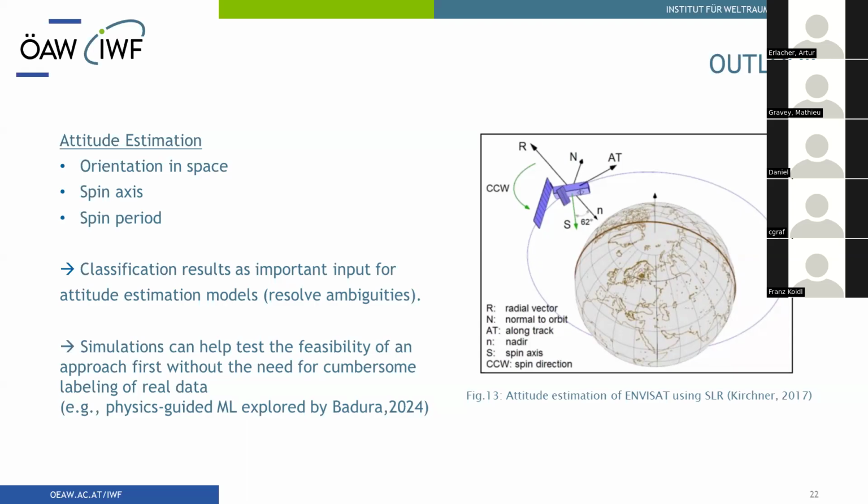And yeah, these classification results, or knowing the geometry, would be important because there can be ambiguities in solutions and they can be better interpreted this way. And the interesting thing about simulations is that we can test approaches and ideas. For example, the physics-guided machine learning, this has already been kind of explored by a group. And by simulating data, we can test our machine learning models without the need for having labeled data.